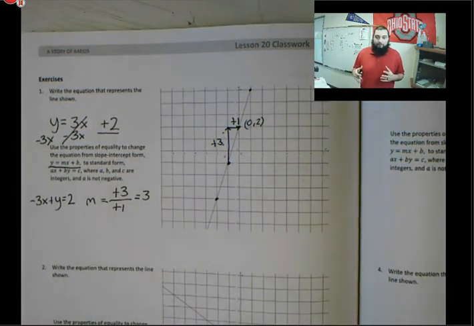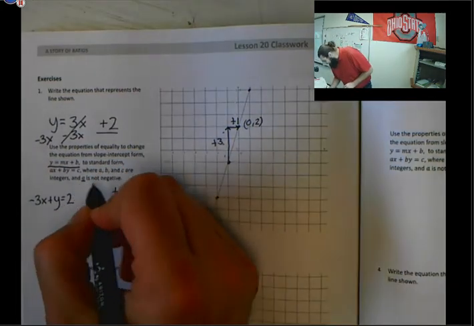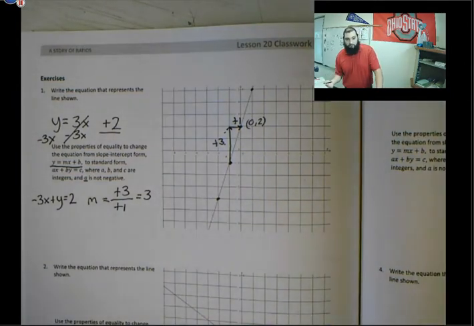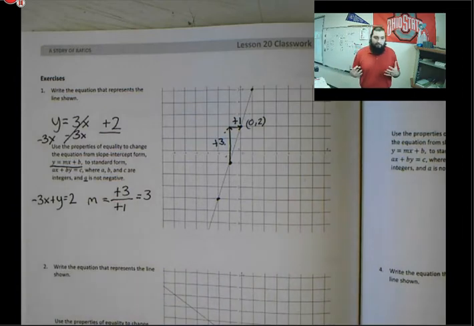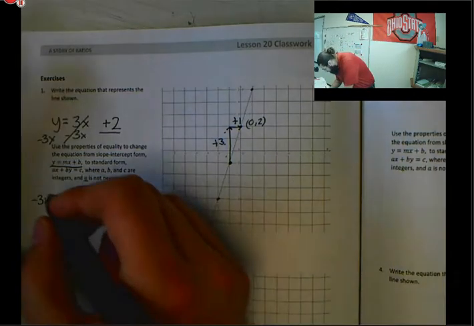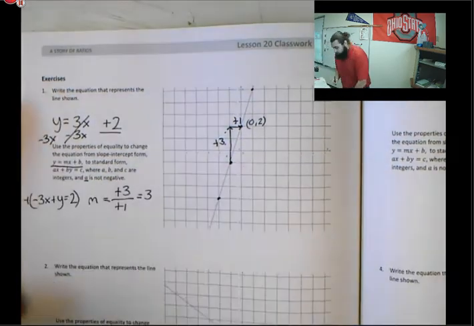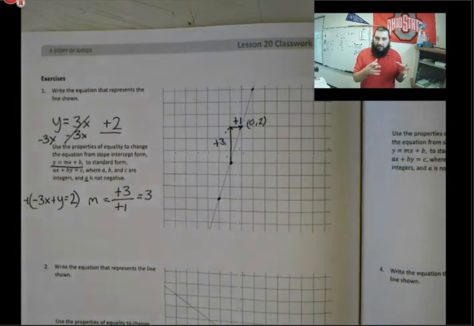This is not standard form yet. Standard form requires you to have A, which is the coefficient of x, to be a non-negative number. So that means either positive or 0. It's not 0, so that means in this particular case we have to make it positive. So what we have to do is multiply the whole thing times negative 1. Not just one side, but the whole equation itself. We're going to throw them into a set of parentheses, and we're going to multiply by negative 1.